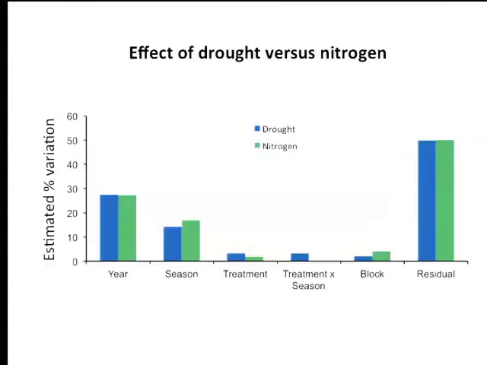That's very similar. Anyway, if we compare the drought treatment to the nitrogen treatment, we see a very similar pattern. I want to point out that the treatment is significant and it explains a small amount of variation, but not very much compared to the temporal variability.